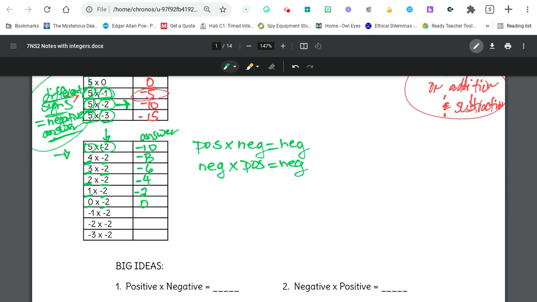Negative 10 to negative 8 is up by 2. Negative 8 to negative 6 is up by 2. Negative 6 to negative 4 is up by 2. Negative 4 to negative 2 means we went up by 2. And you can see that on a number line if you were to draw a number line. I'm just going to count by 2s.